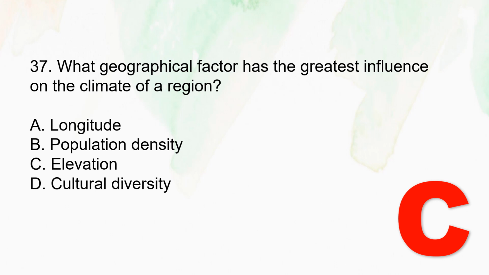Okay, so now let's discuss why other choices are incorrect. Now for longitude, longitude affects time zones. It affects time zones, not climate. Population density is a demographic factor, not a climate determinant. Cultural diversity is a social factor unrelated to physical geography. So letter C is the best answer.